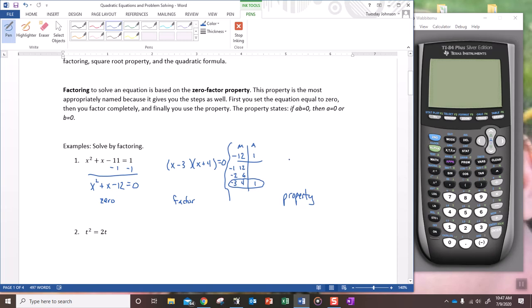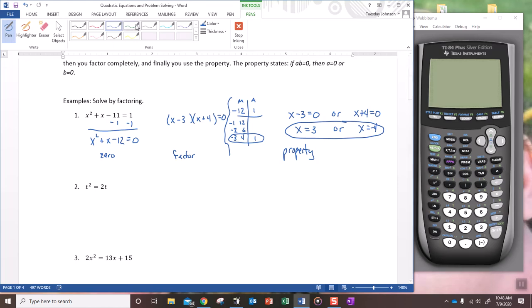The property now says x minus 3 is 0, or x plus 4 is 0, in which case x equals 3, or x equals negative 4. We could check our answers. 3 squared is 9. 9 plus 3 is 12. 12 minus 11 is 1. And you can check negative 4 on your own.